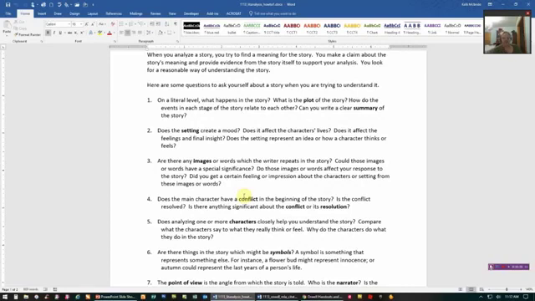So one of the first things we want to look at is, again, the plot. This is the sequence of events that happen in the story, right? Remember, the first thing we do is we read to familiarize ourselves with the story, right? So what's going on, and can you write a summary of the story? And how are all of the scenes connected? How do they lead to each other? Kind of a cause and effect kind of thing, right?